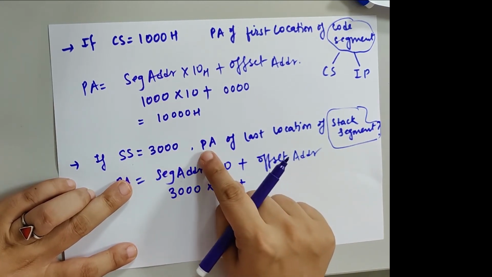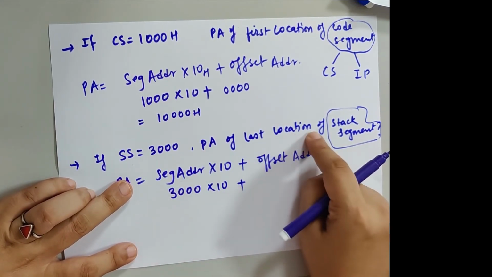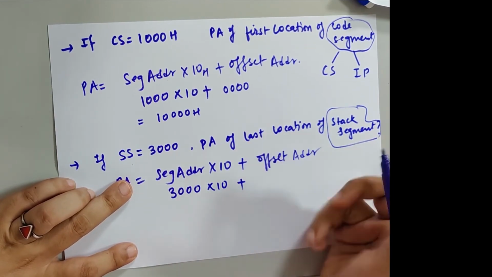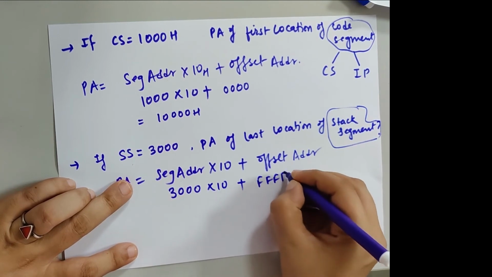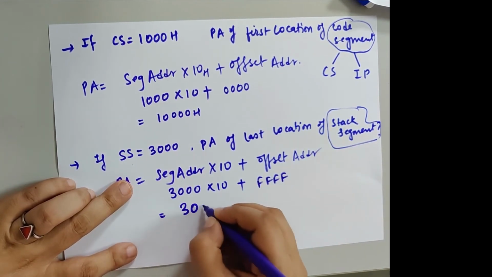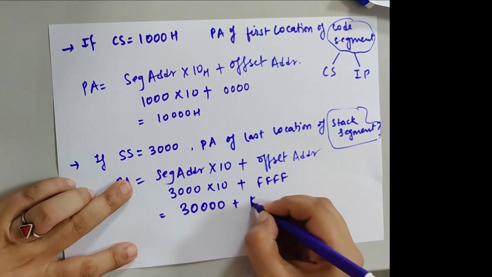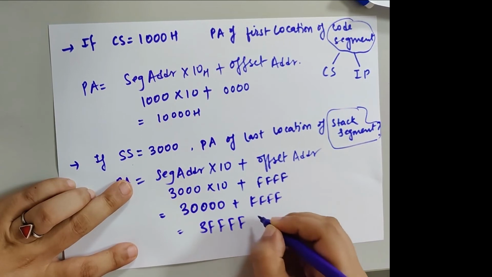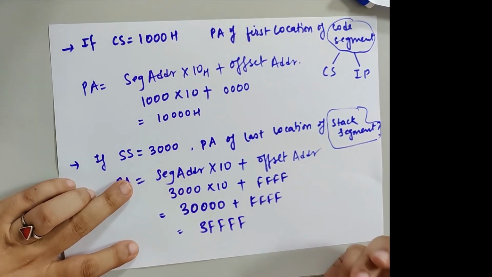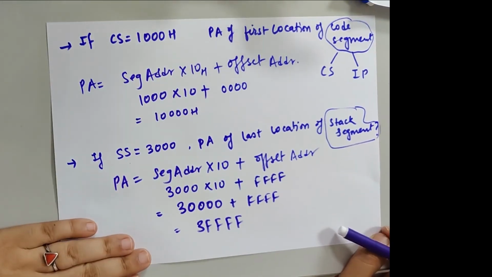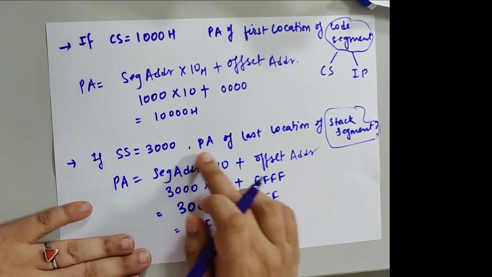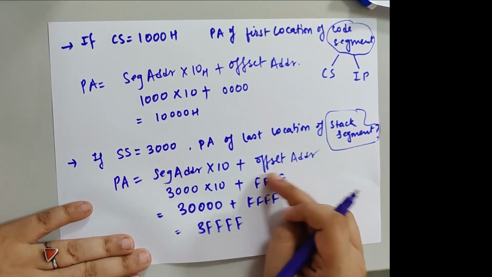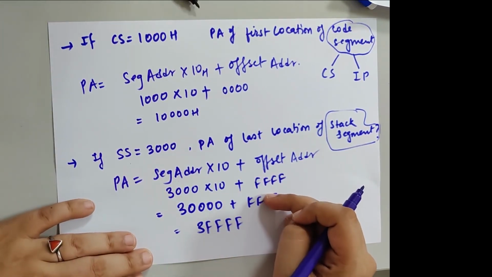Now what is it saying? Physical address of the last location of the stack segment. So what will be the last location? FFFF, right? So the last location is FFFF. If I solve this, I get 30000 plus FFFF, which is 3FFFF. Correct? If in the same question they say physical address of the first location of the stack segment, here you will write 0000 instead of FFFF.